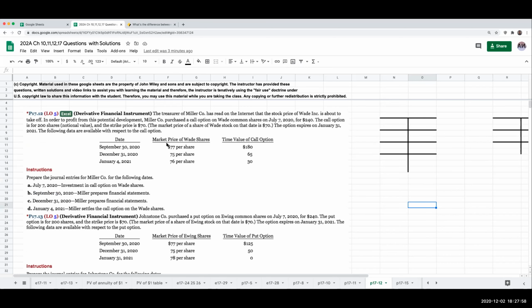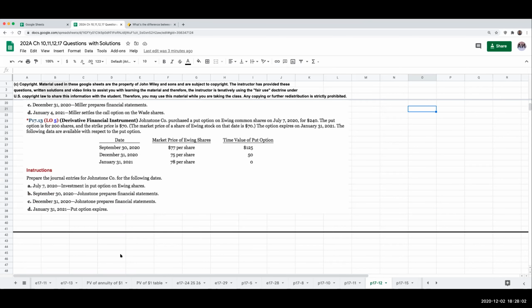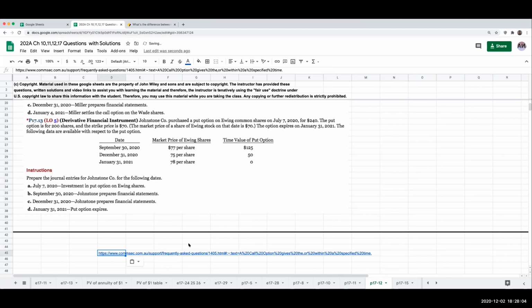Whereas with a call option, I'm betting for the stock to be successful. So I'm just going to put this right over here so you can take a look at this. Put versus call option.